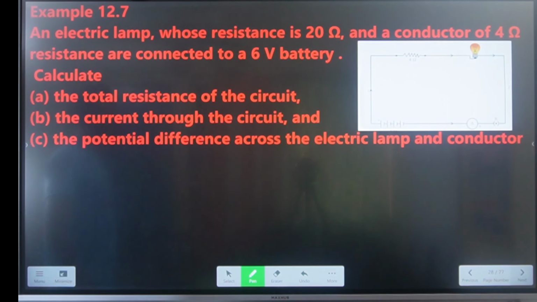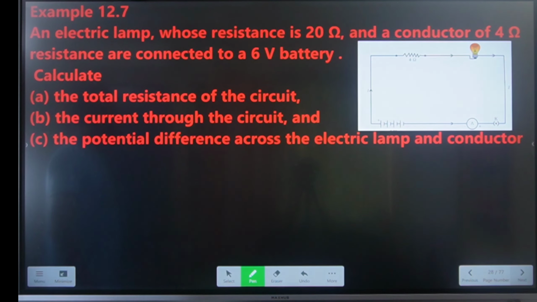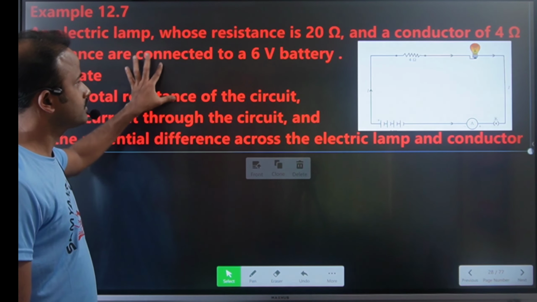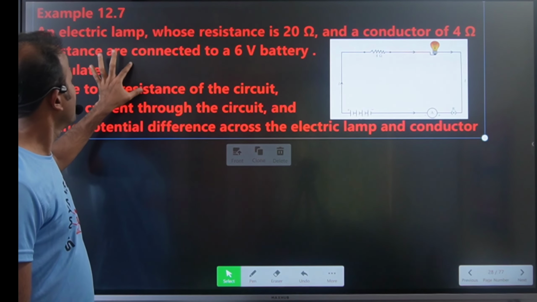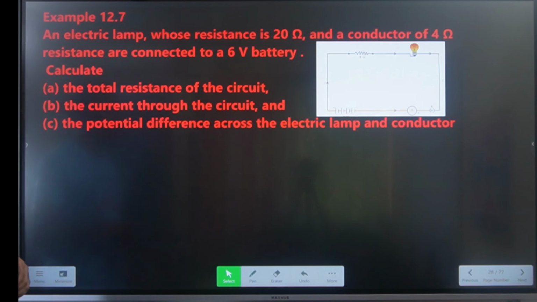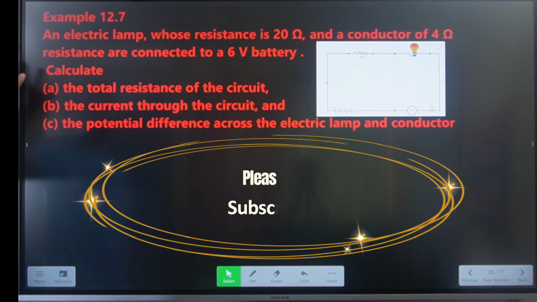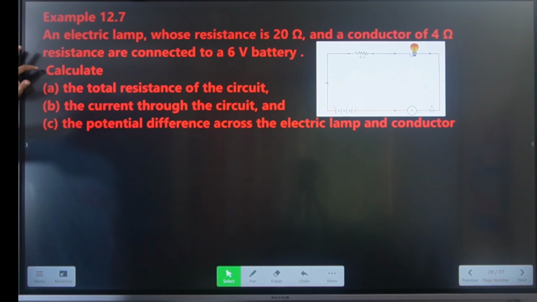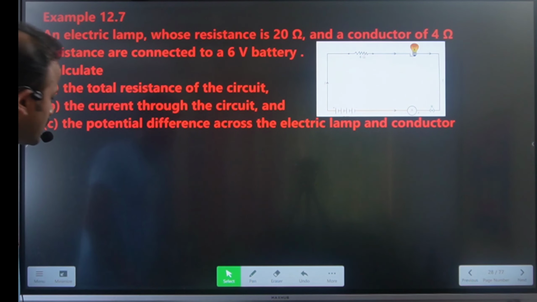Here we have an electric lamp whose resistance is 20 ohm. Are you able to see this figure? Yes. Now you see, I will draw one more time here. An electric lamp whose resistance is 20 ohm and a conductor of 4 ohm resistance are connected to a 6 volt battery. Calculate the total resistance of the circuit, the current through the circuit and the potential difference across the electric lamp and conductor.